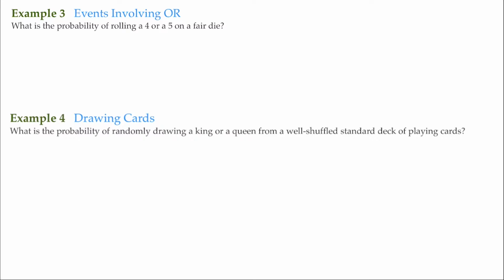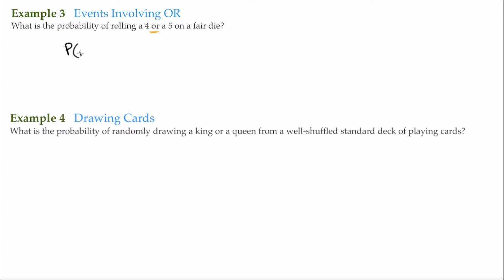In these examples, we are introduced to events involving the phrase "or." An or event means where one event or another event or successive events can occur. For this first example, it states, what is the probability of rolling a 4 or a 5 on a fair die? And of course, here's this phrase "or." To determine this probability, I'm going to write it like this.